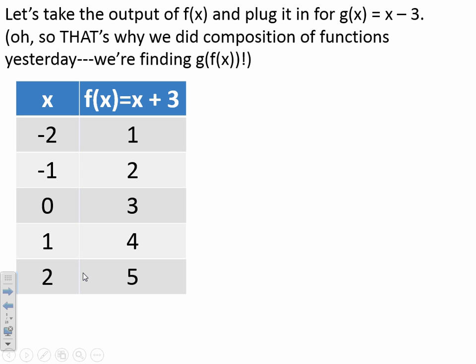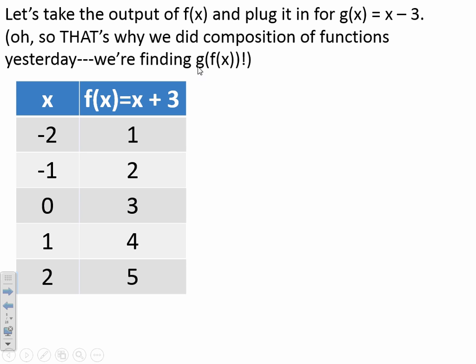So let's take the output of f of x. So that's here in this column. These are the outputs, the y values. f of x means output or y. And plug it into g of x as an input. So that's the composition of functions thing that we did. Yes, not yesterday, but we did composition of functions.